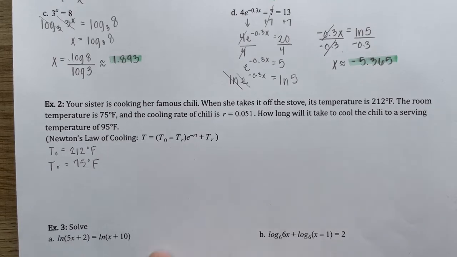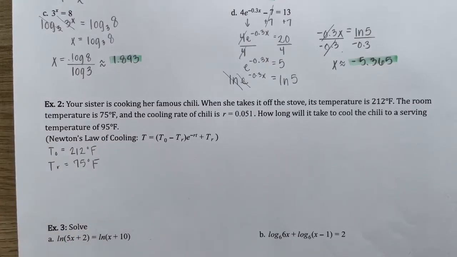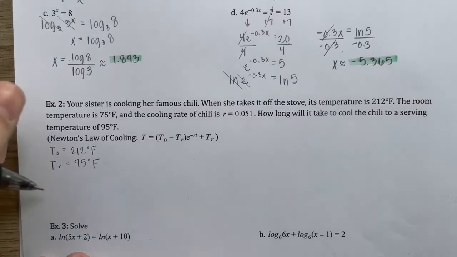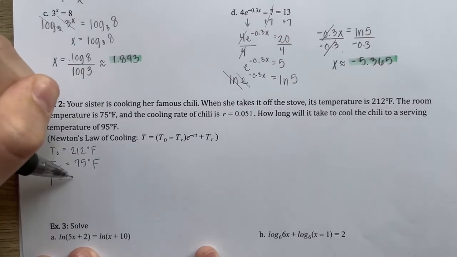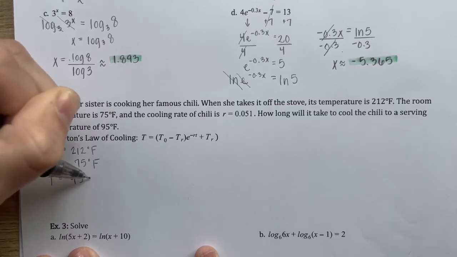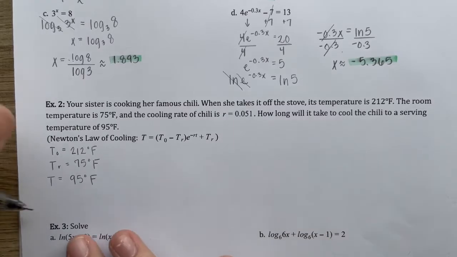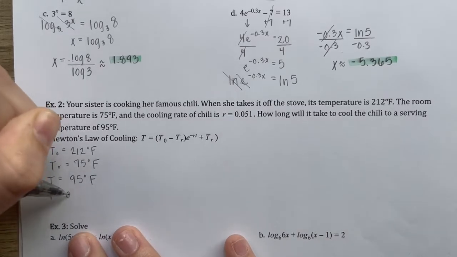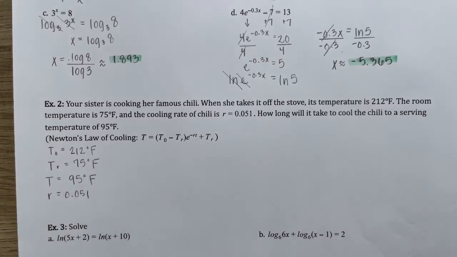And then the T that we're solving for is the temperature that we want. So we want the chili to get to 95 degrees Fahrenheit. So T without the sub or anything is just 95 degrees Fahrenheit. And then the cooling rate is R equals 0.051. So we can begin just by plugging everything in, and then we'll start to simplify.